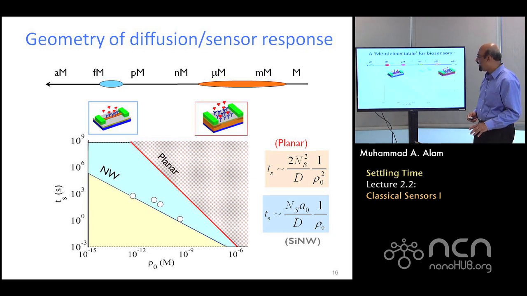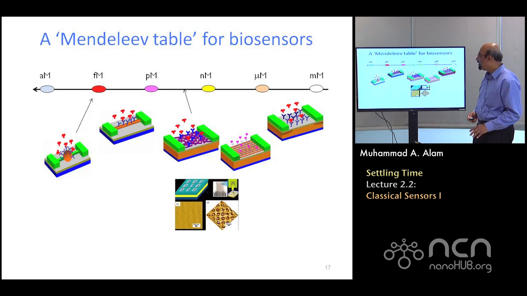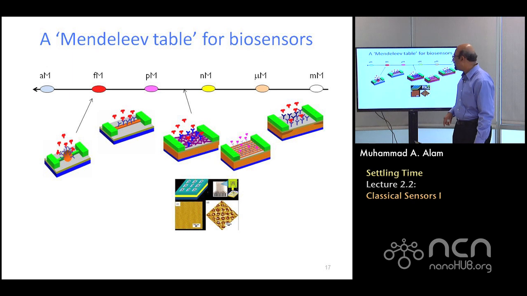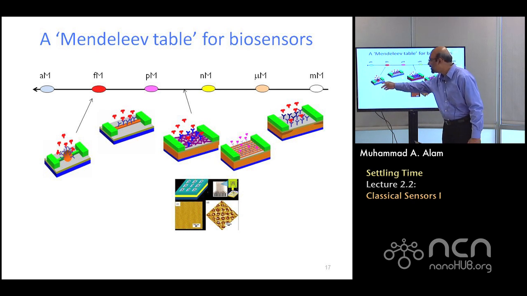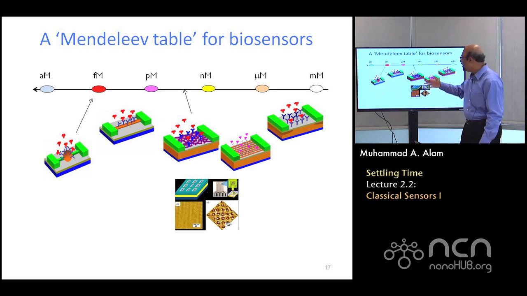Now, I'll take a break at this point. I explained why a nanowire sensor is far more sensitive than a planar sensor. In the next part of the lecture, I will explain how a nanosphere doesn't really give you much. And then we'll talk about how nanostructured sensors respond. But that will be down the road. Let's take a 5-minute break, and then we will come back.